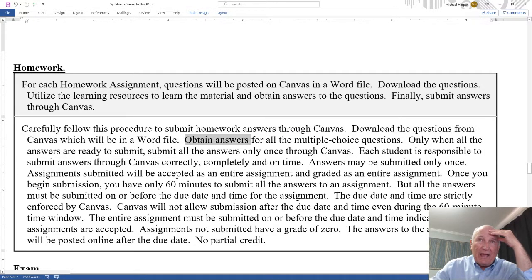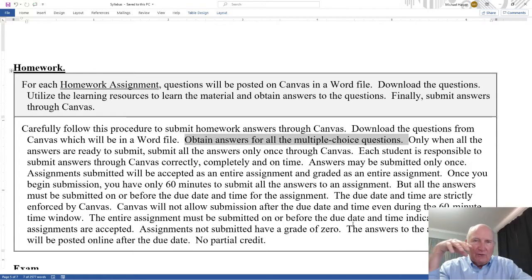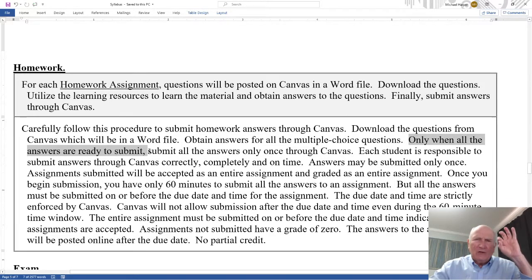Obtain answers for all the multiple choice questions. Sometimes they're multiple choice. Sometimes you'll upload a file, but get all your answers. Get them all ready to go. This is key. Only when all the answers are ready to submit, and I think 1 or 2 times you upload a file, but usually they're just multiple choice answers, A, B, C, D, E. Well, only when all the answers are ready to submit all the answers only once through Canvas.